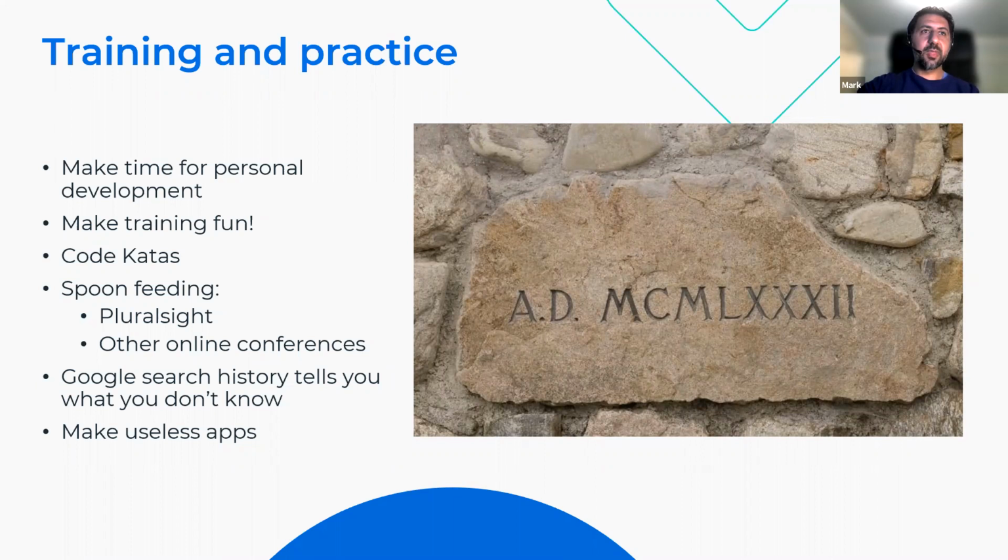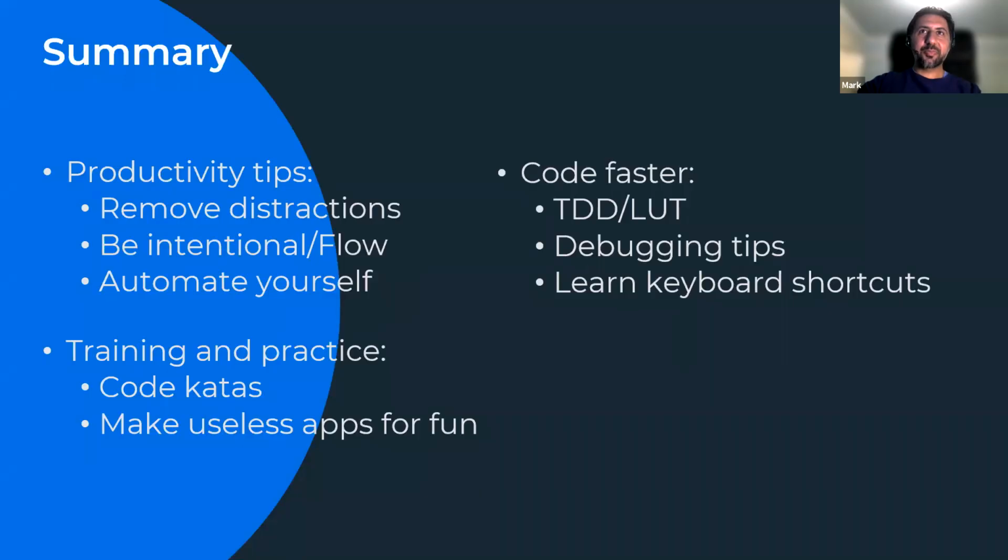It's cool. Another interesting thing is your Google search history. I found that if I look through my search history, it tells me all the things I don't know. So if I'm always Googling about, I don't know, Span<T> or high performance development, then it's probably about time that I did a proper course on it or read a book on it. And I was just mentioning making useless apps. So that's training and practice.